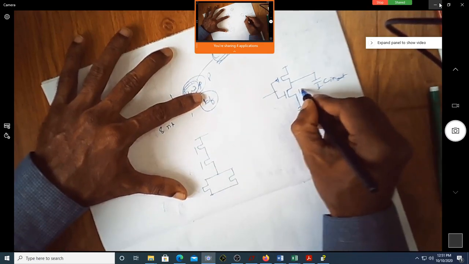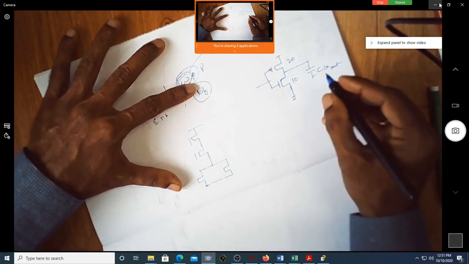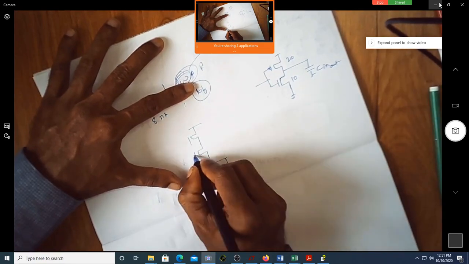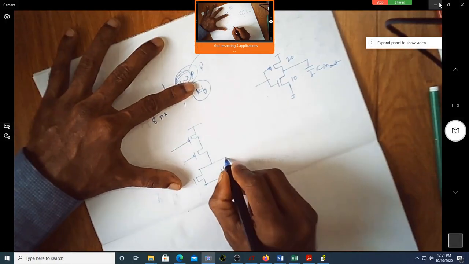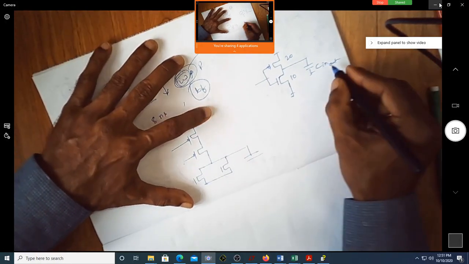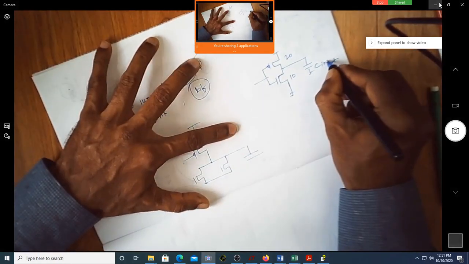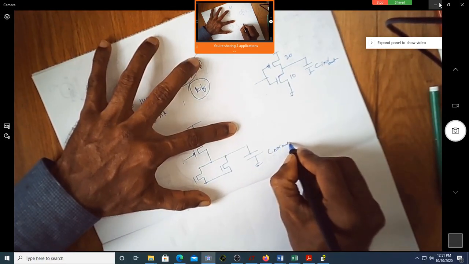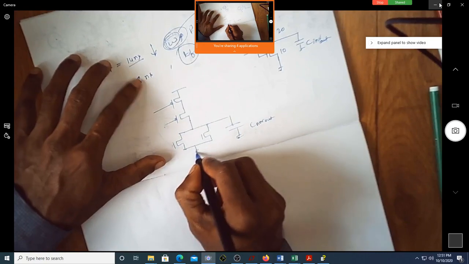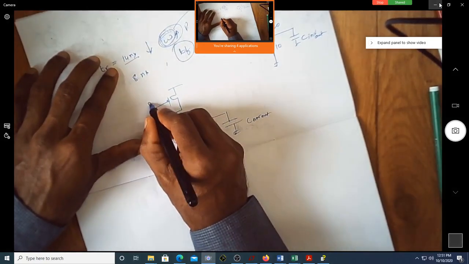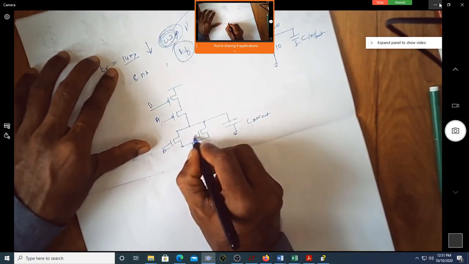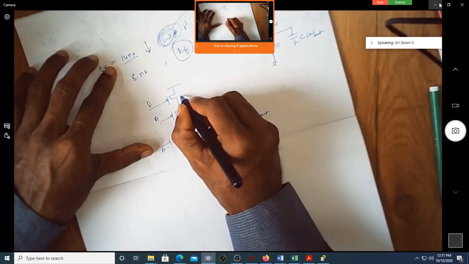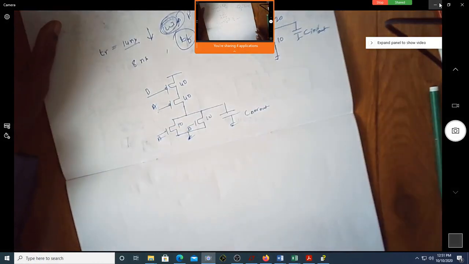If this is 10, 20, so I will say this. I'm just looking at what C inverter out is, and what is C NOR out. This is A, B, this is A, B. Should it be 10, 10? And should it be 40, 40? Correct?